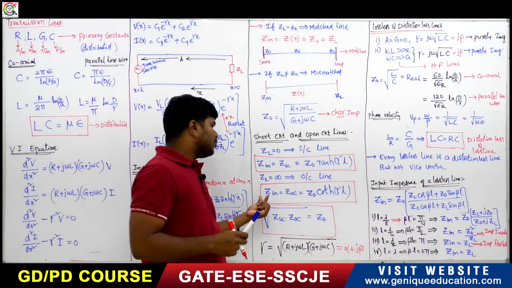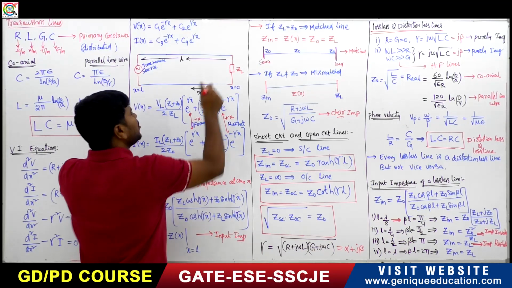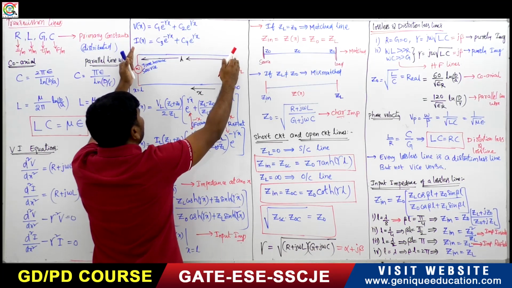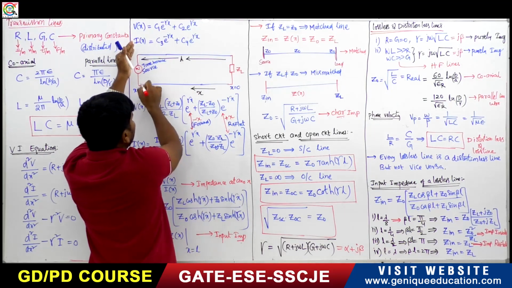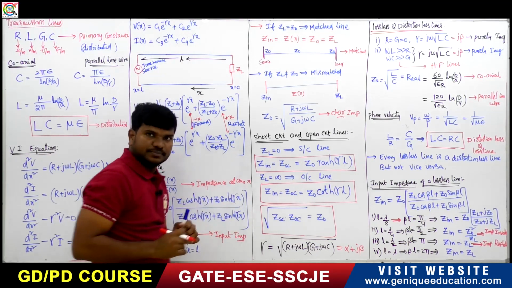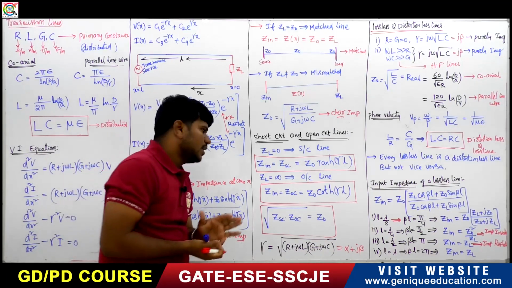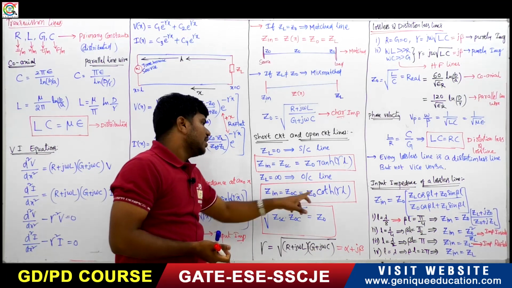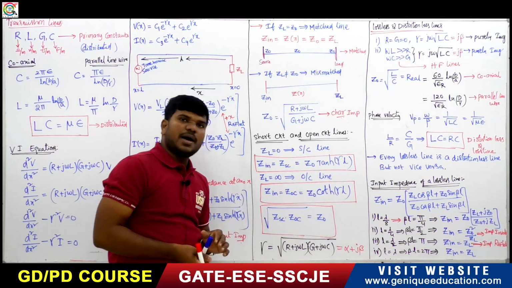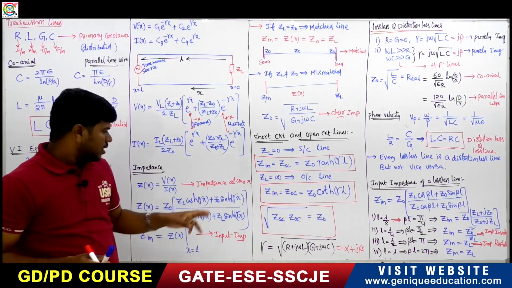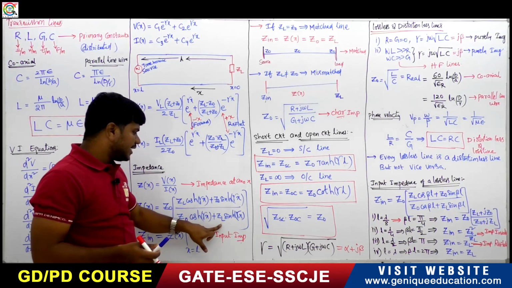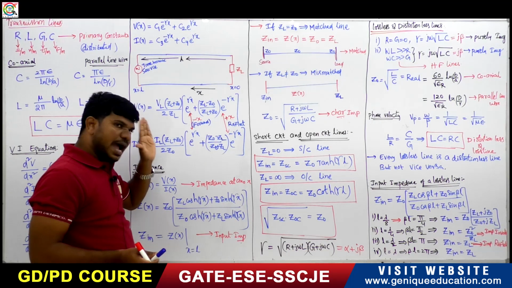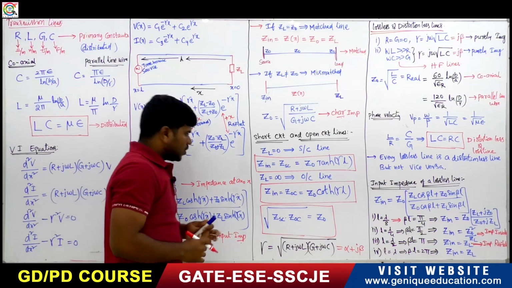Now what will be the input impedance of the open circuit line? Suppose if it is short circuited, the input impedance will be this much. Suppose if it is open circuited, the input impedance of the line will be Z0 coth γL. You have to put ZL equals infinity, but don't put ZL equals infinity directly. Take ZL common and cancel it out. Okay, so this is the thing.